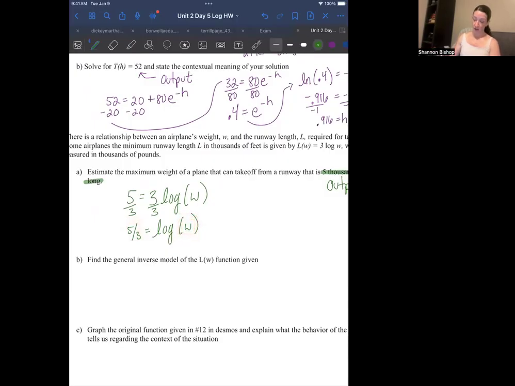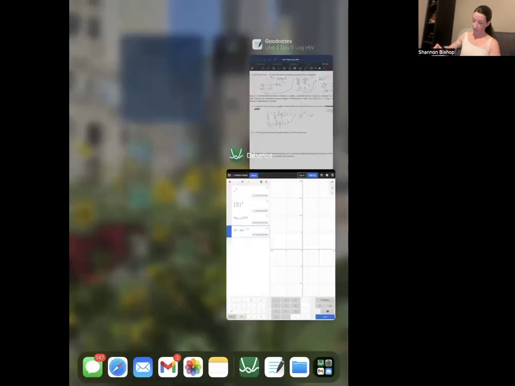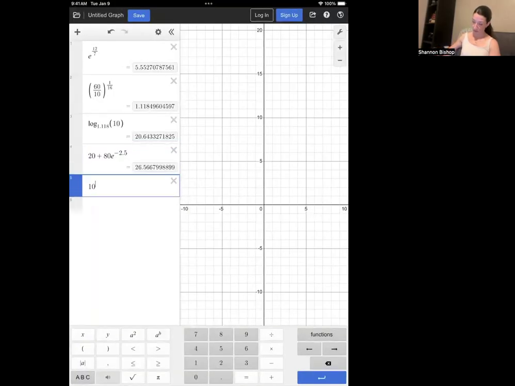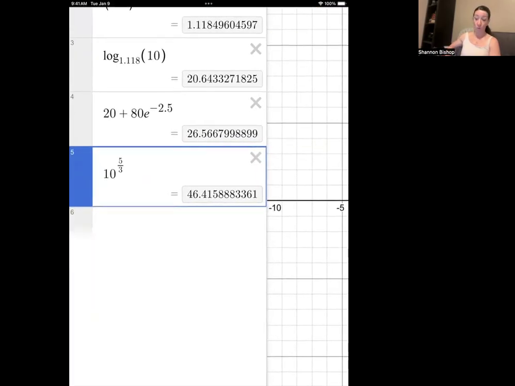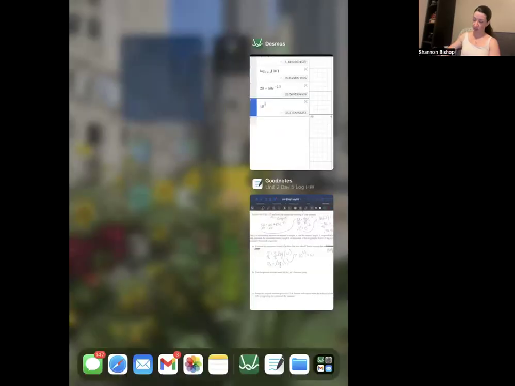Well, you need to write it in exponential form. Base 10, exponent 5/3, result W. And 10 to the 5/3, guys, that's just a number. 10 to the 5/3, literally 10 to the 5/3. Done. 46.42 if we round it. 46.416 is, I believe, what the answer key says.